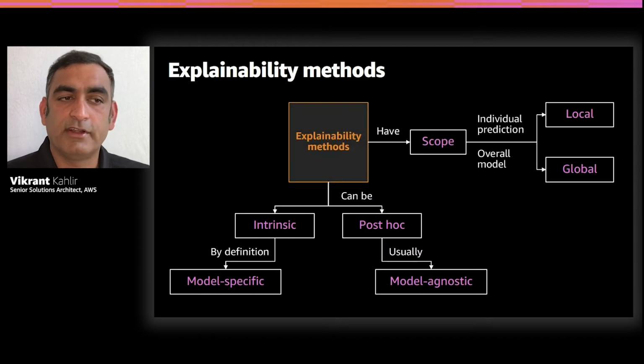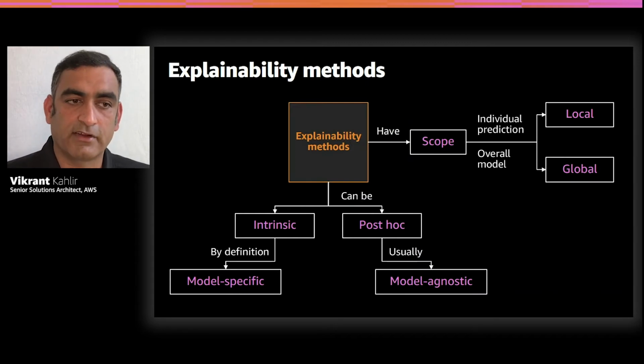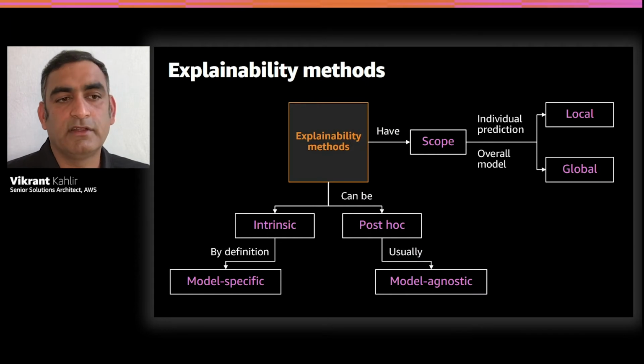In terms of what are different explainability methods and how they are categorized, before going into specific methods, let's talk about how the methods are categorized. Explainability methods, in one way, can be categorized based on the scope. We can have local scope or a global scope.